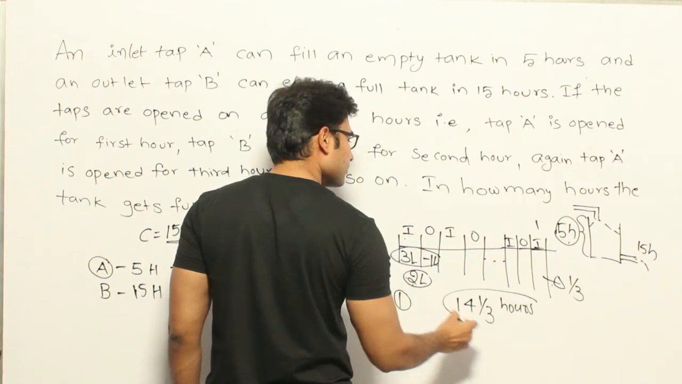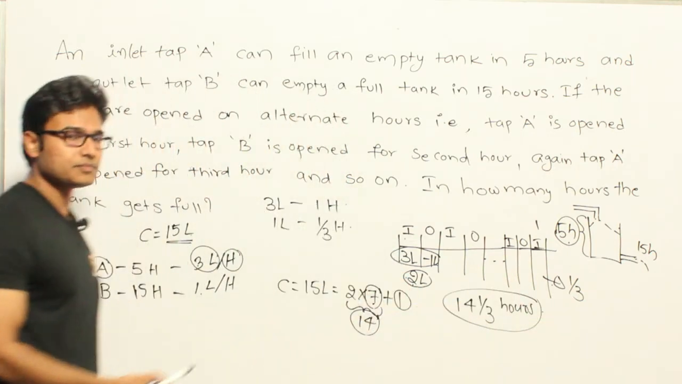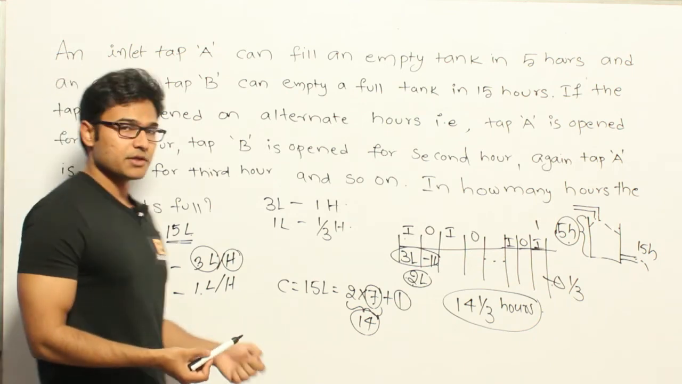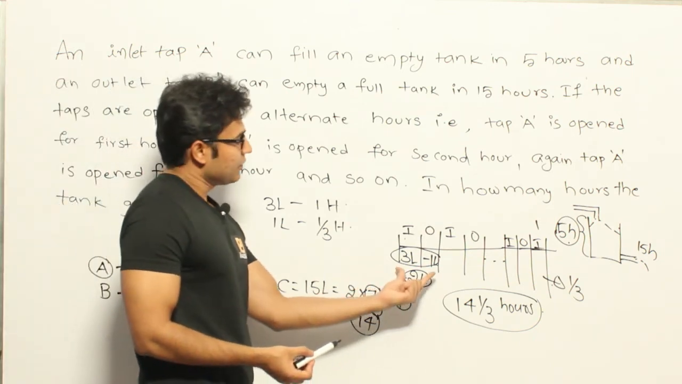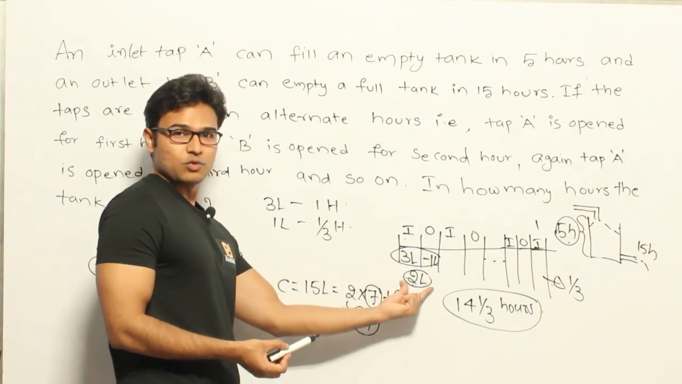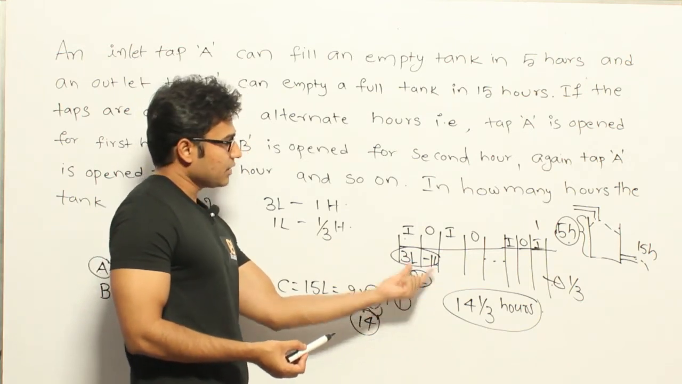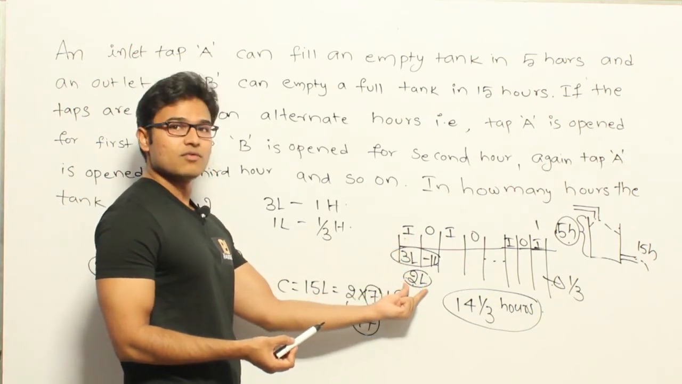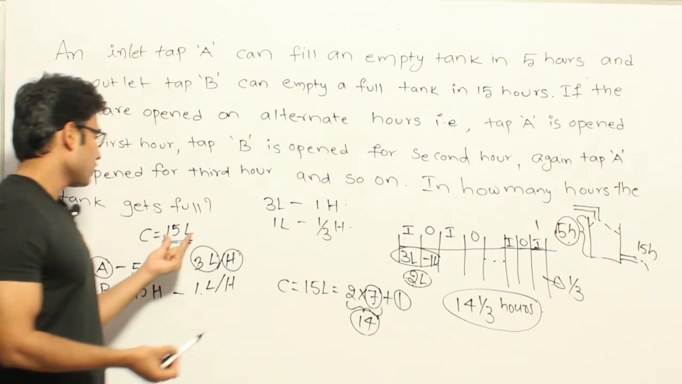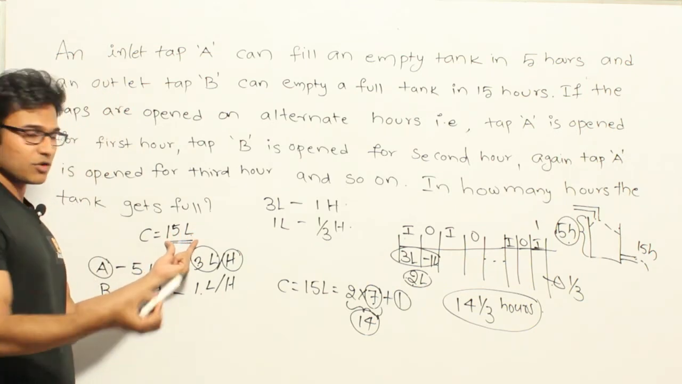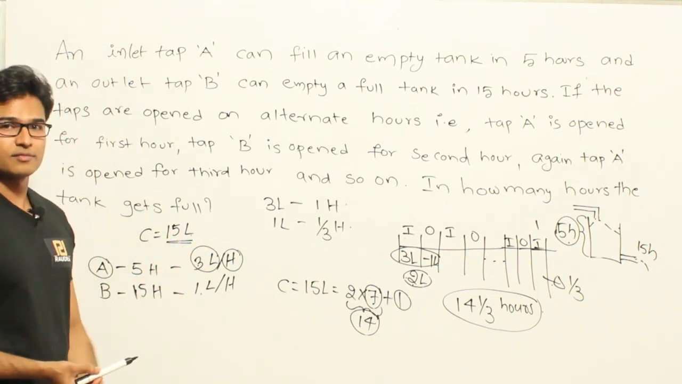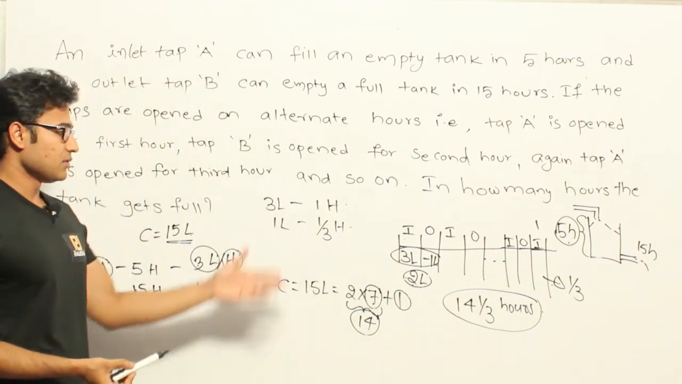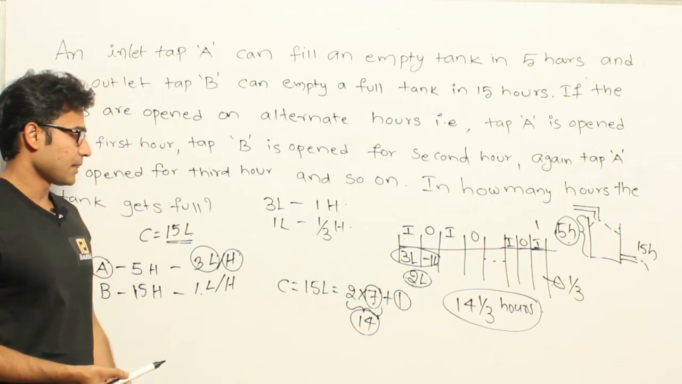Now there is a chance that you might commit a mistake here. You see that in 1 turn we fill 2 liters, so you might think that in 2 hours we fill 2 liters, therefore in 1 hour we fill 1 liter, and the total water required is 15 liters. Therefore you might think that 15 hours are required, but only 14 1/3 hours are required. Just be careful there.